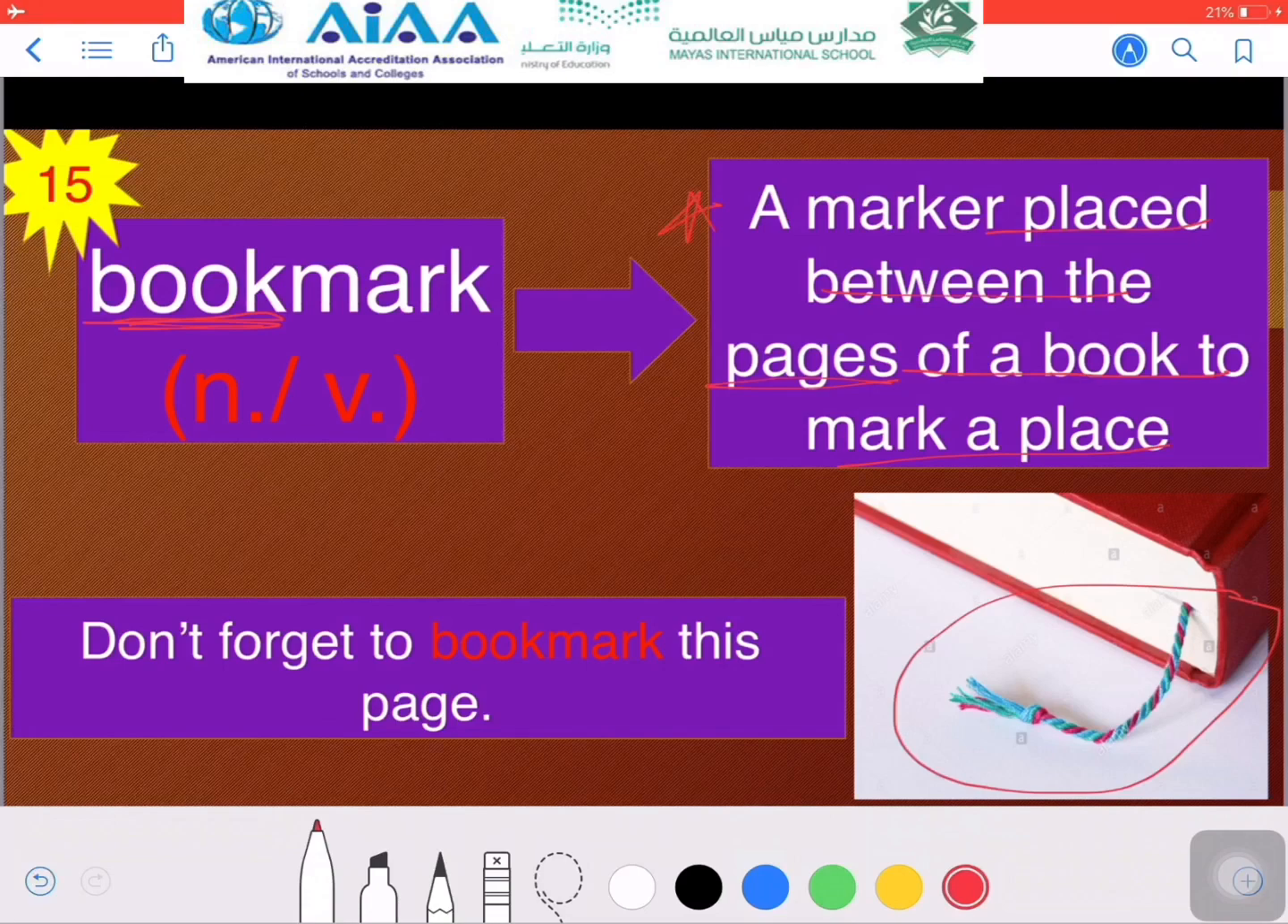Okay, so you put it between the pages of a book to mark a place. For example, a place that you loved in that book, or a place where you stopped reading. Do not forget to bookmark this page. Here it can be used as a verb, to bookmark. It means to put the bookmark between the pages. Or the noun, you can say, this is the bookmark.